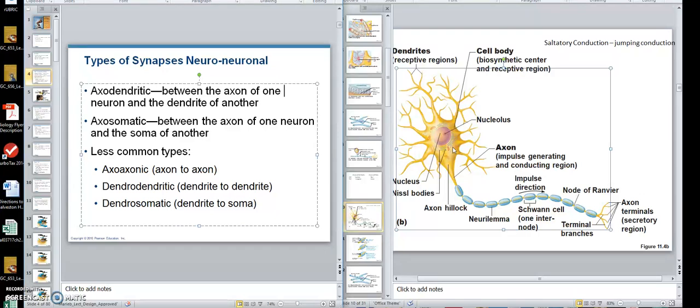Okay. The rarer type would be the axon of one synapsing directly on the axon of the other. But that is the third most common though. So most common, axon of the first one to dendrite of the other. Second most common, axon of the first one to cell body of the other, axosomatic. Third most common, axon to axon. These others are virtually non-existent. All right, so we go a little further.